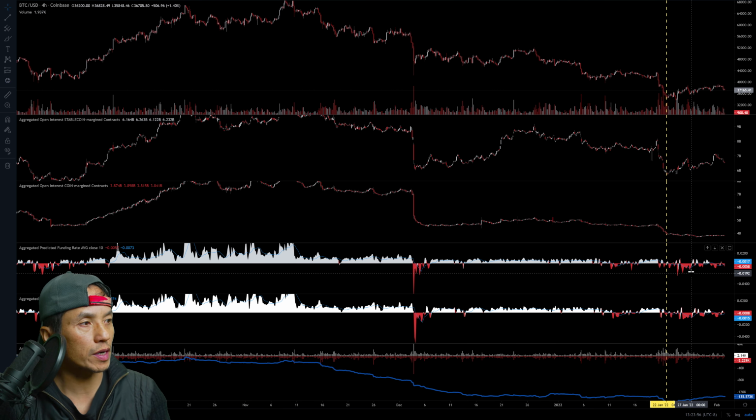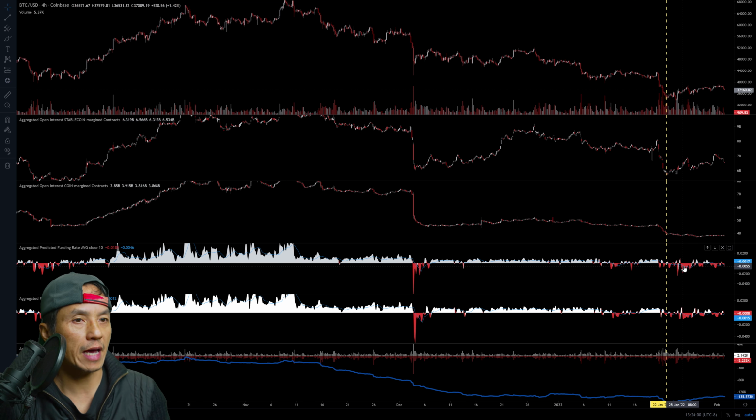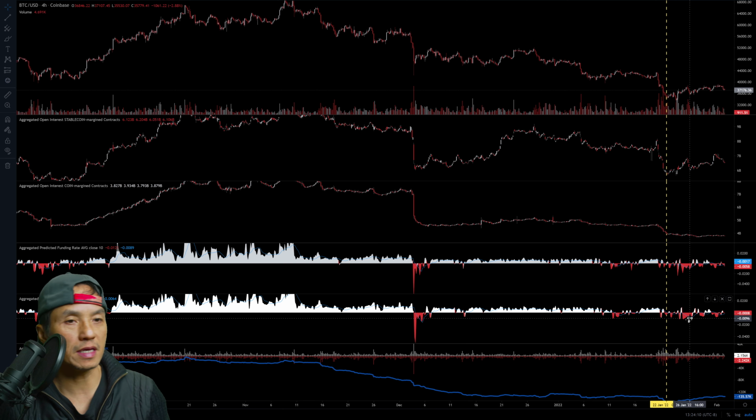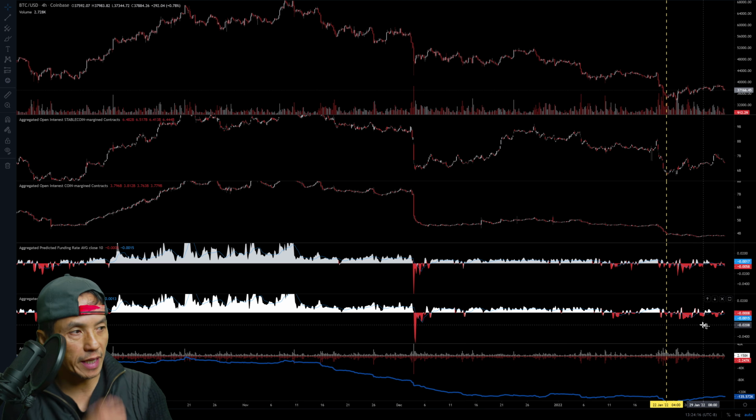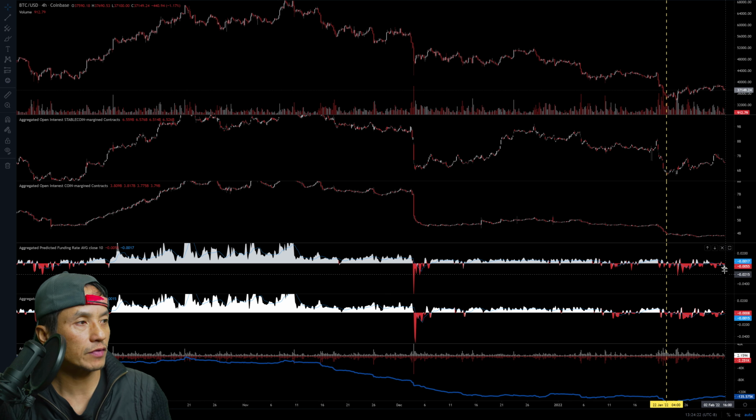So let's take a look at the funding rate here. This is the aggregated funding rate. It's predicted, it's been pretty much negative, and it's trending negative again. And right here, this is the aggregated normal funding rate, not predicted. So it's trending negative right now. Overall, pretty negative and trending negative.